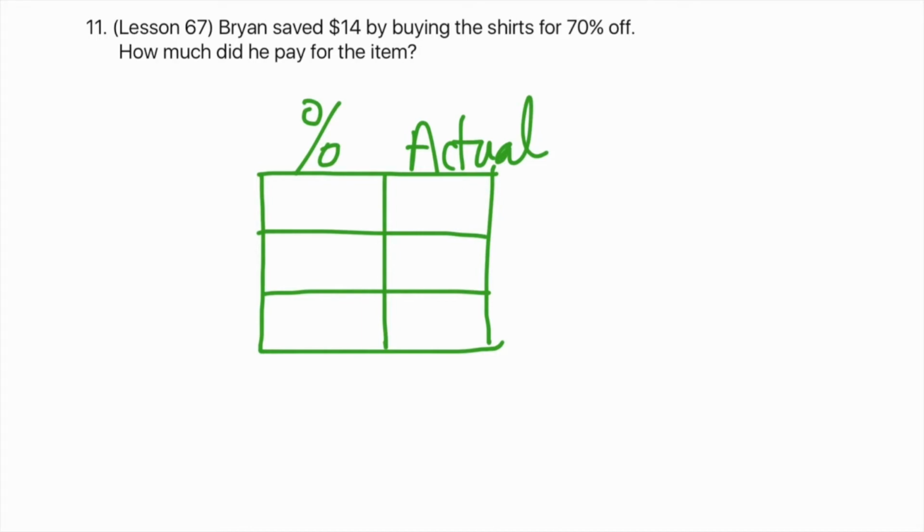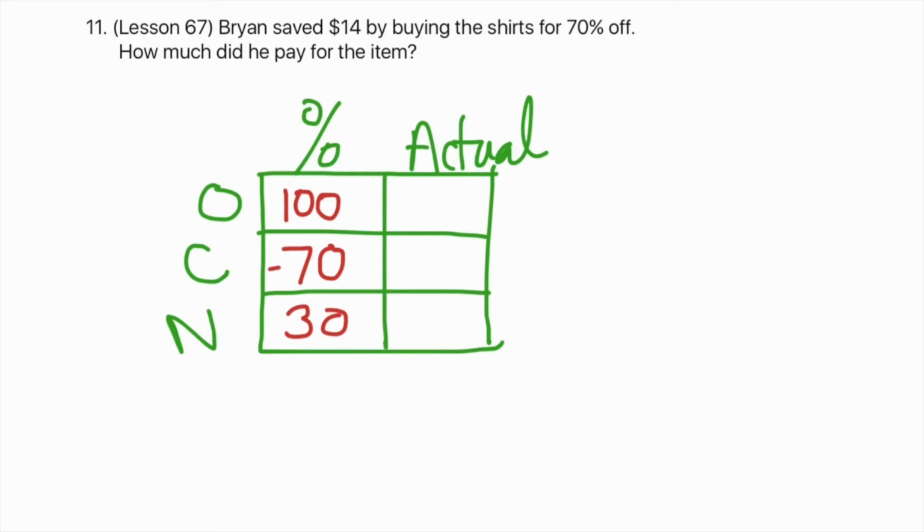Our top row is always the original, and then the middle row is our change, and our last is our new. So the original amount for the percent is always 100%. The change for this one is 70% because we are taking 70% off of the original price. So our new price is actually going to be 30% of the original price.